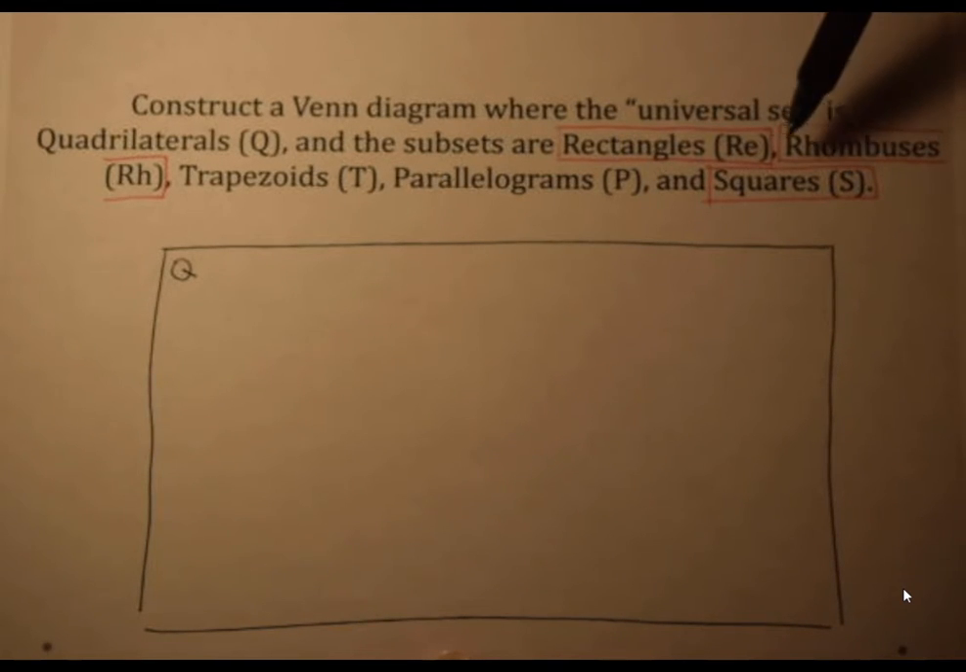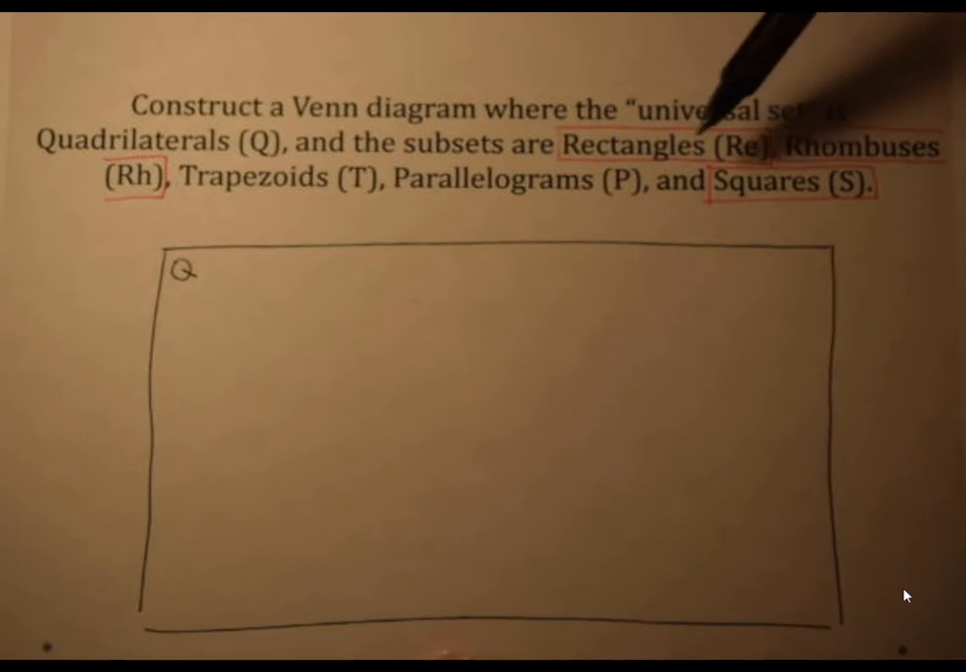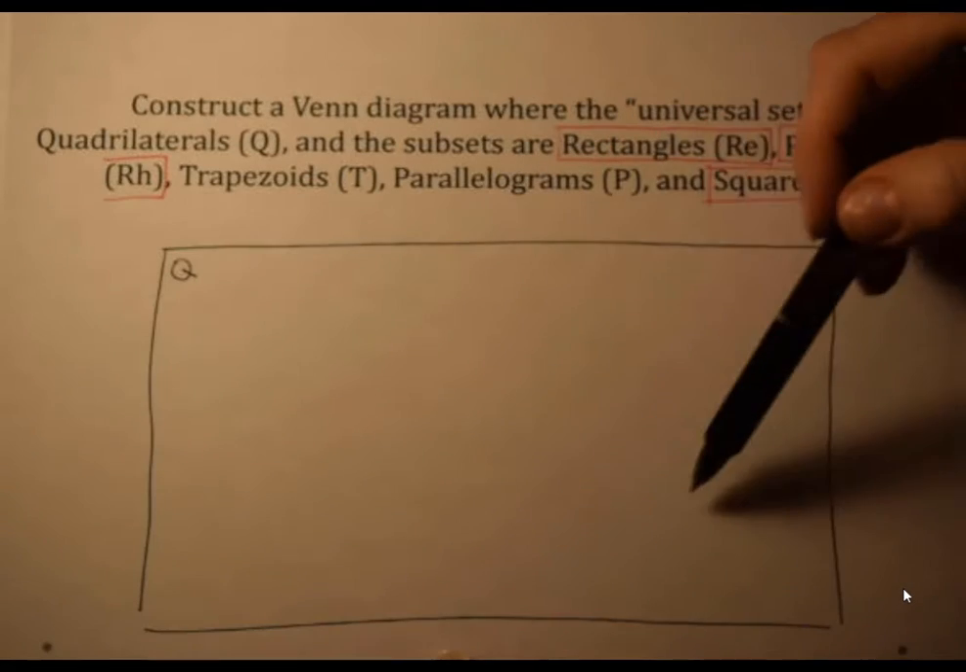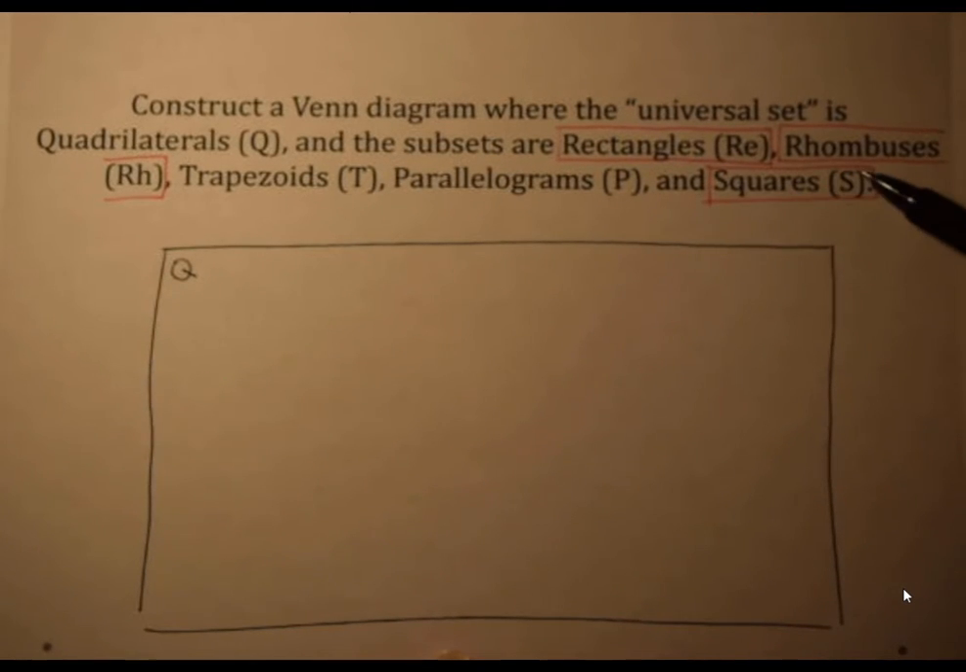Instead of doing them all at once, let's break this down. Let's draw a Venn diagram with rectangles, rhombuses, and squares. So, why don't you put the sets in there dealing with rectangles, rhombuses, and squares. Pause the video and then come on back when you're ready.